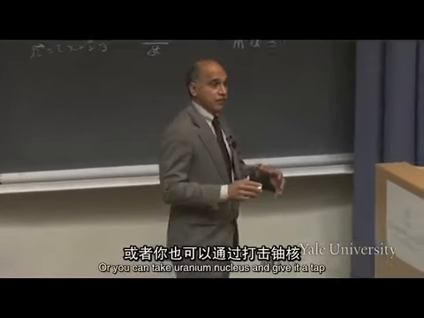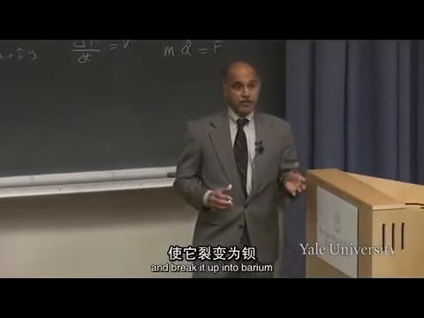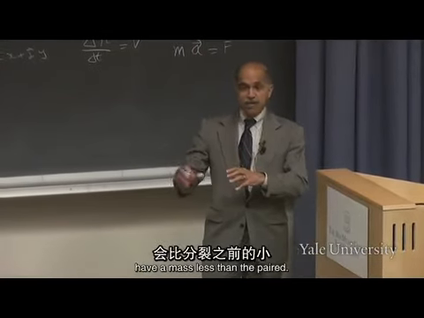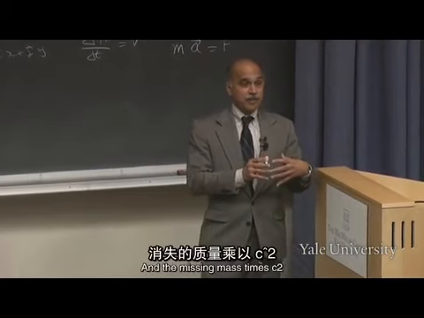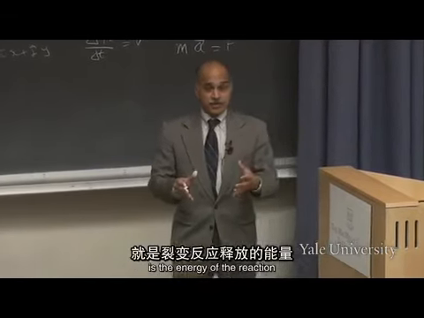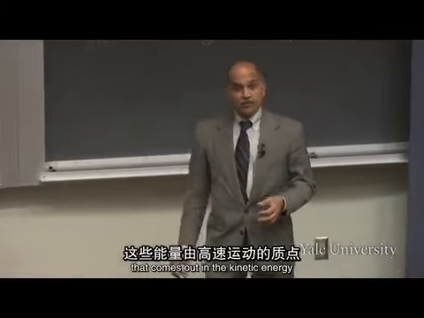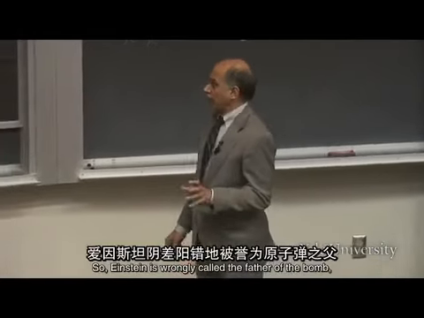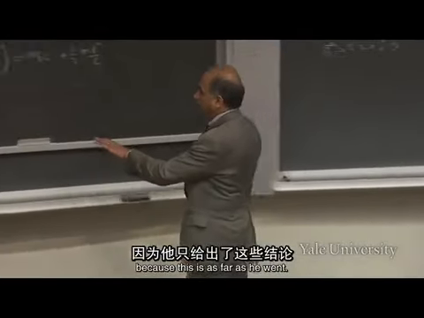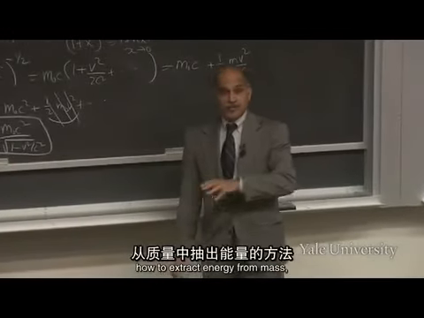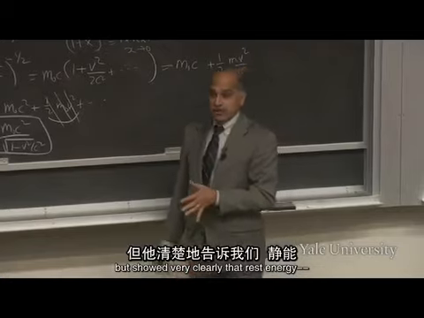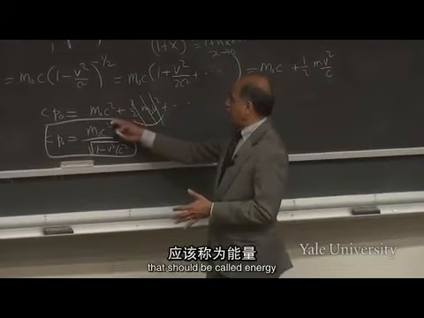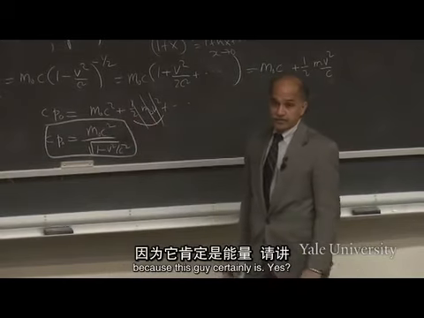Or you can take a uranium nucleus and give it a tap and break it up into barium and krypton and some neutrons, and you will find the fragments together have a mass less than the parent. And the missing mass times c squared is the energy of the reaction that comes out in the kinetic energy of the fast-moving particles. So Einstein is wrongly called the father of the bomb, because this is as far as he went. He didn't specify how to extract energy from mass, but showed very clearly that a particle at rest seems to have a term that should be called energy, because this guy certainly is.